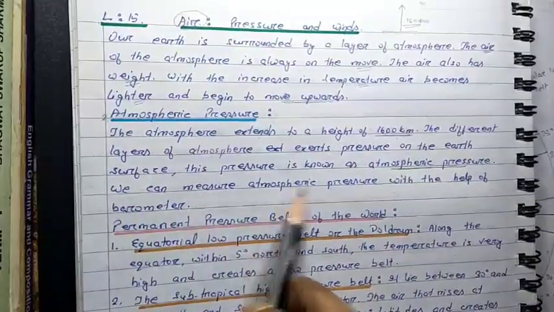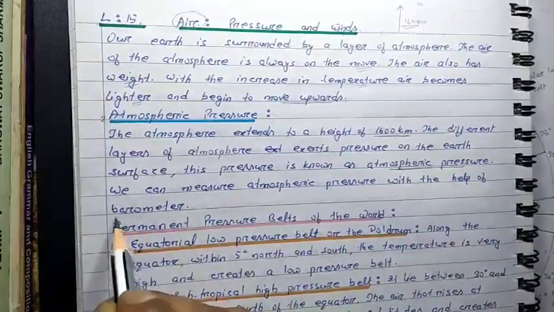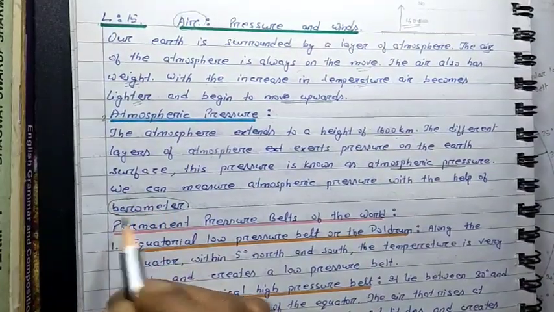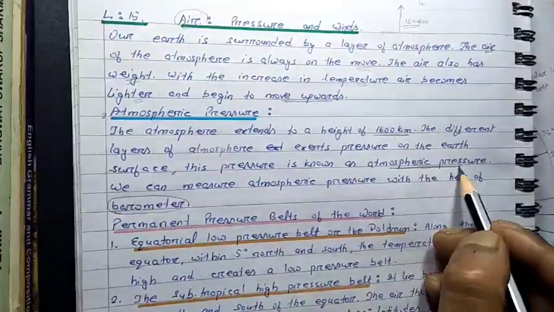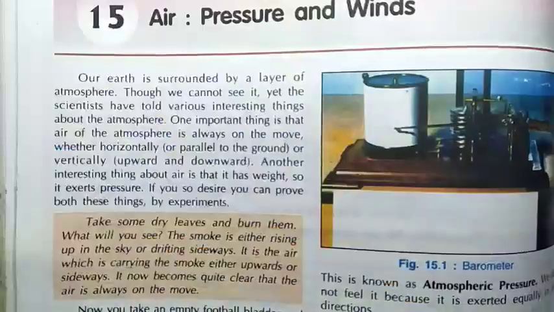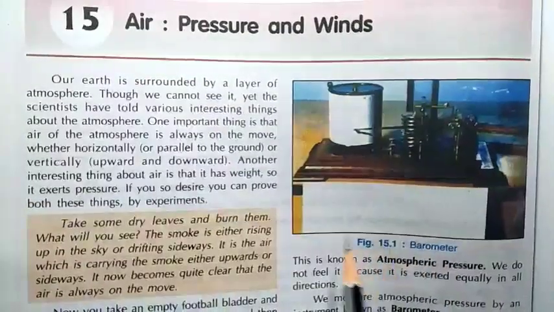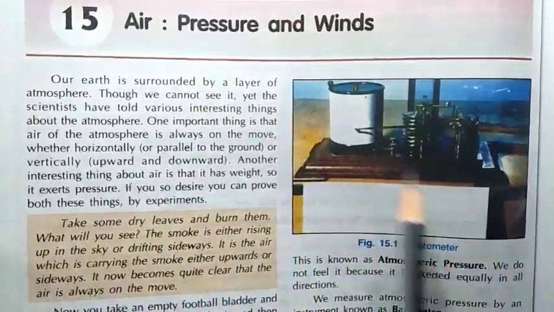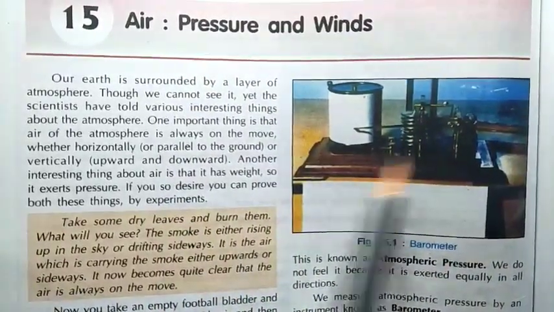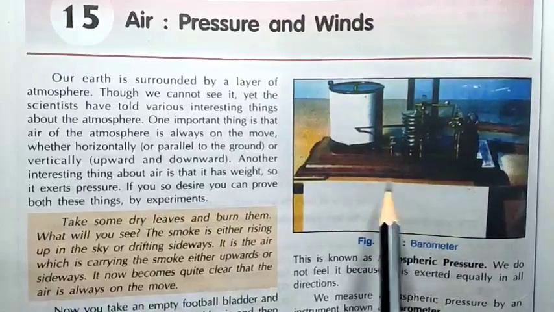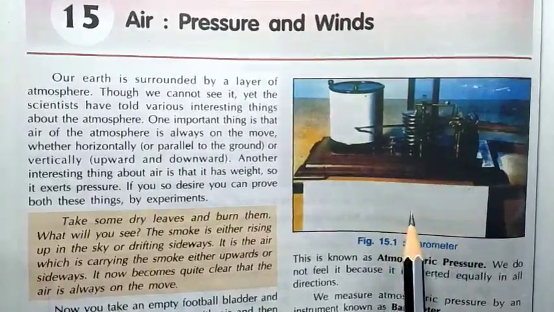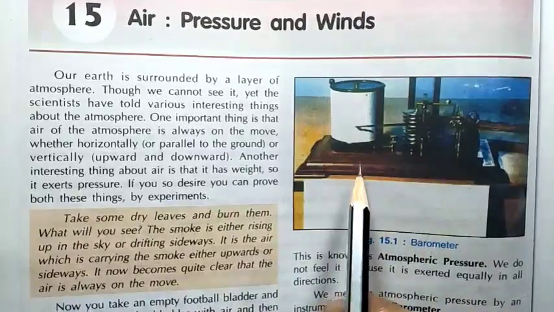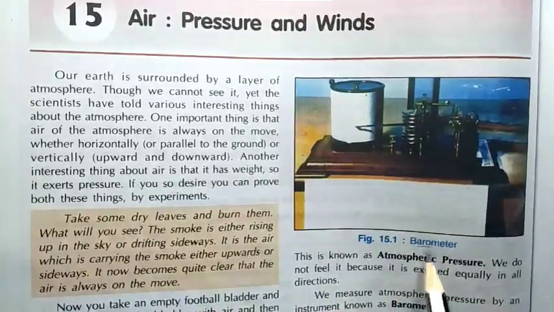We can measure atmospheric pressure with the help of a barometer. The barometer is an instrument generally used for measuring atmospheric pressure. You can see here in lesson number 15, air, pressure and winds, the picture of the barometer is given. In your senior classes, you will learn in detail how to use it. The name of the instrument is barometer.